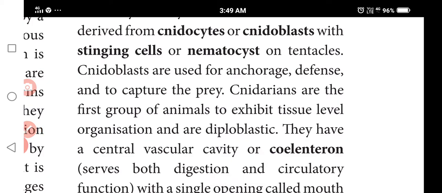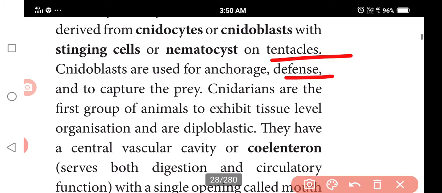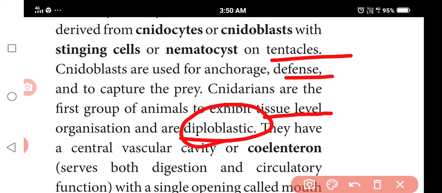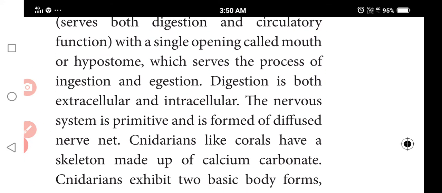They anchor in the soil or to other organisms. For defense and to capture prey, everything happens with the tentacles. It is a tissue level of organization. They are diploblastic animals, with body layers from the ectoderm and mesoderm. In coelenterates, digestion is both intracellular and extracellular. The mouth is called the hypostome.